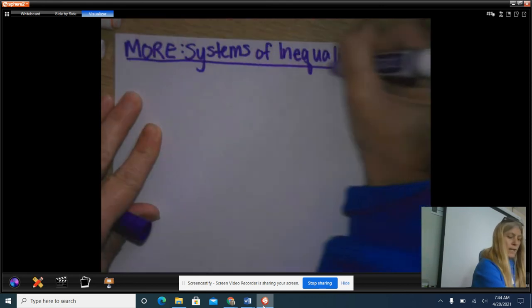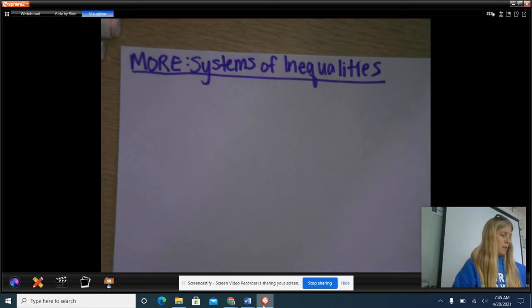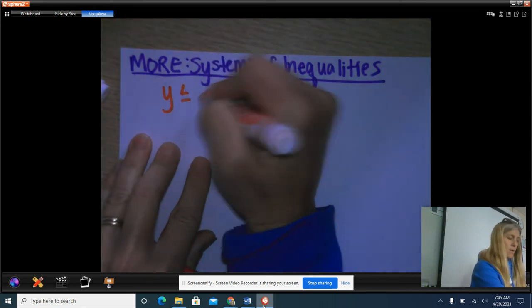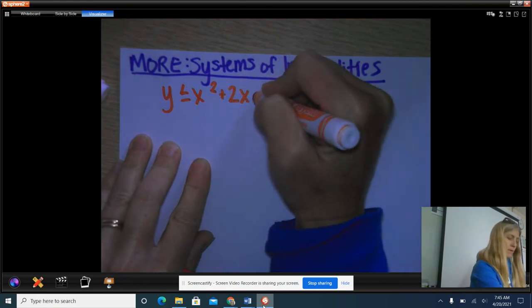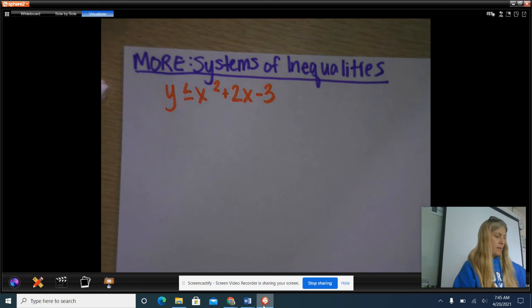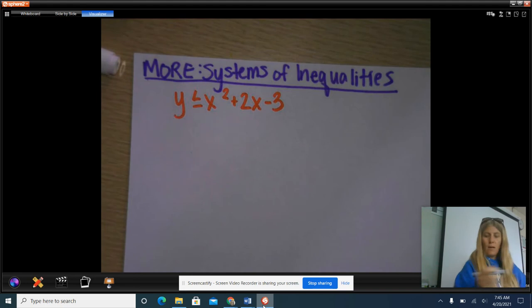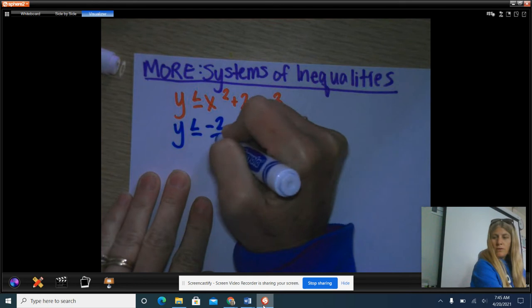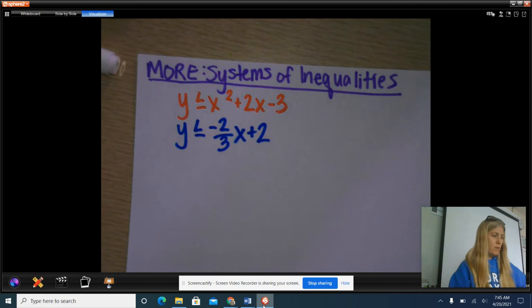And we're going to be looking at two inequalities. Our first inequality is going to be y is less than or equal to x squared plus 2x minus 3. And our second inequality is going to be y is less than or equal to negative 2/3 x plus 2.